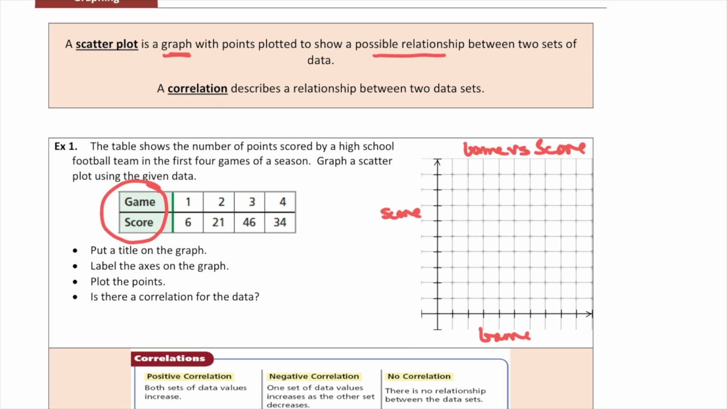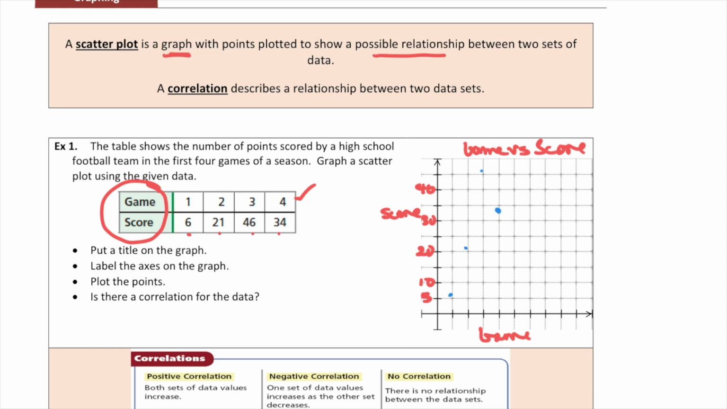So for game 1, notice 1, 2, 3, 4 for the number of games, but the number of points are going up to 46. So perhaps we're going to count by 5. We'll have 5, 10, 15, 20, 25, 30, 35, 40, and that should do it. Now we're ready to plot our points. First point, we have 1 game, 6 points. 2 games, 21 points. 3 games, and that would be 46 points. We'll have 4 games with 34 points.